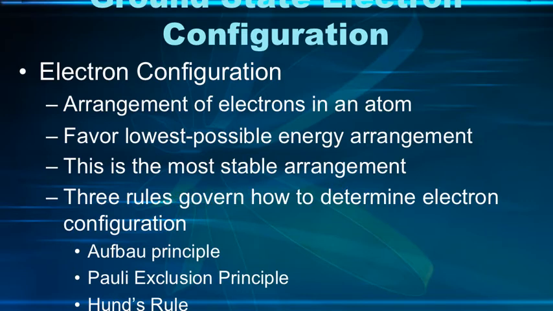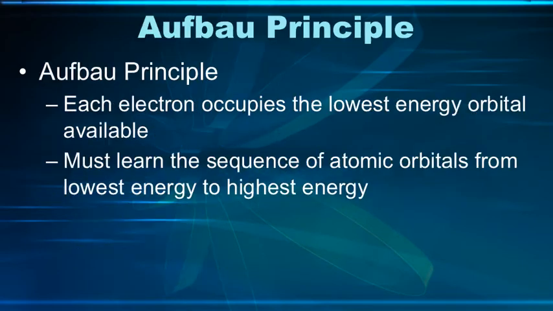Now, electrons can get bumped up to higher energy levels, which we talked about last time, and that's by absorbing photons. But they generally try to stay in their lowest possible energy arrangement. There are three rules that govern how electrons fill in the orbitals in the different principal quantum numbers. Those are the Aufbau Principle, the Pauli Exclusion Principle, and Hund's rule. So those are the three that we're going to talk about in this section.